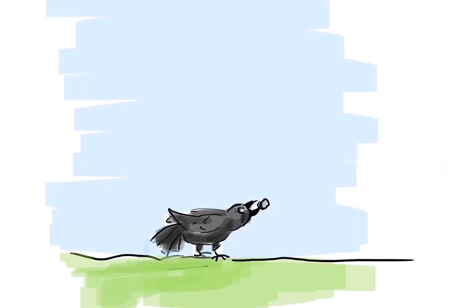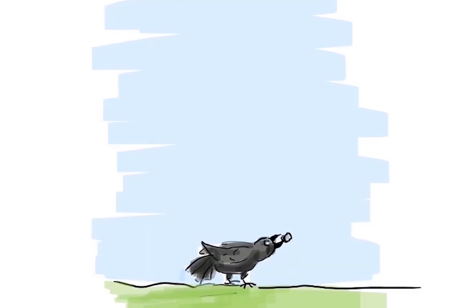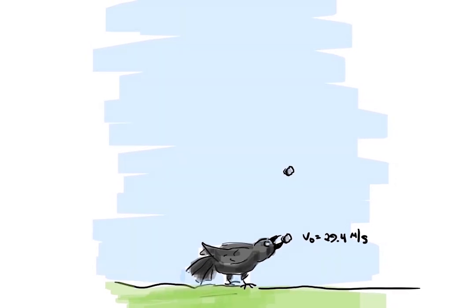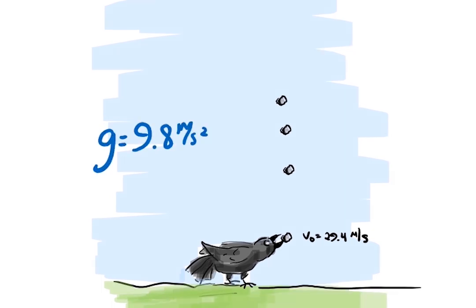Let's say our crow flings a pebble into the air. The pebble would accelerate as the crow's beak launches it upwards. But as soon as the pebble leaves the crow's beak, only the force of gravity would influence its motion. Assuming, of course, air resistance is negligible. The pebble, as it leaves the beak, would start with some kind of initial velocity in the upward direction. Let's say this is a super powerful crow and it launches the pebble with an initial speed of 29.4 meters per second. The pebble's acceleration would be 9.8 meters per second squared in the downward direction.